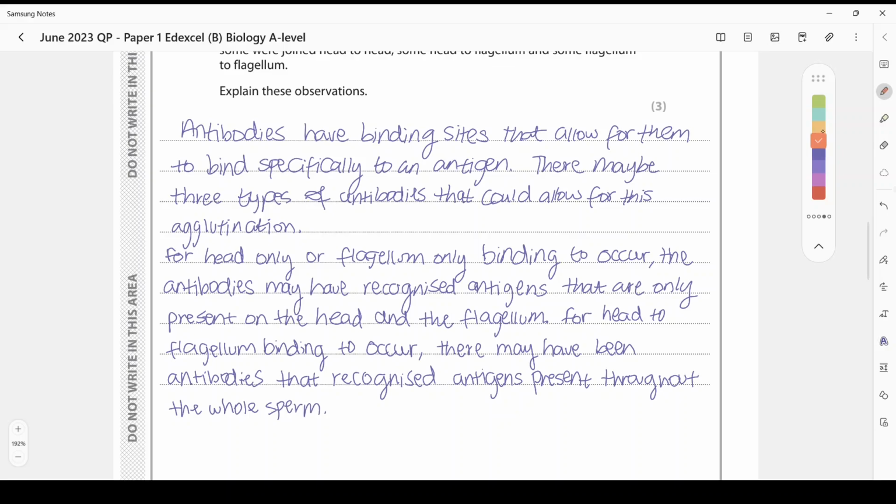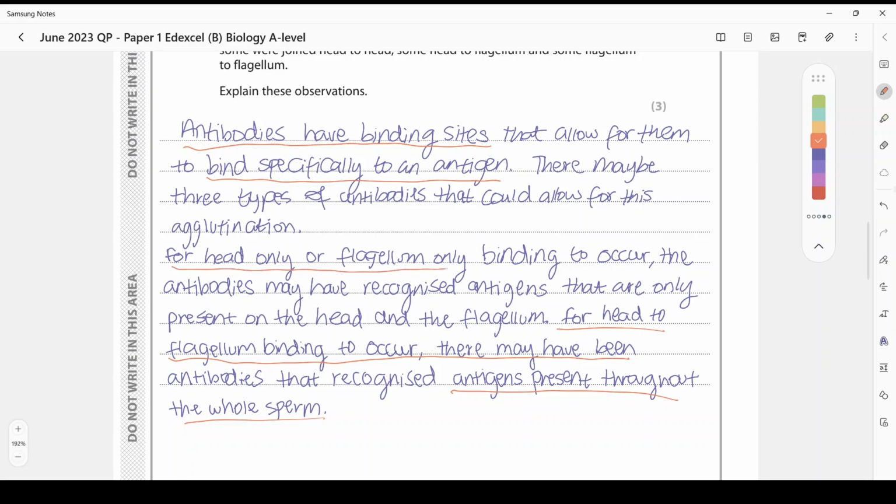All right, let's go through the marks. The first mark is antibodies have binding sites. Let me highlight that here. The second mark is antibodies are specific to antigens. And then you can say there may be the same antigen on both the head and the flagellum. So this is this part here. For head and flagellum binding to occur, there must have been an antigen that's present throughout the whole sperm. And then you can talk about how for head only and flagellum only, there might be different antigens.